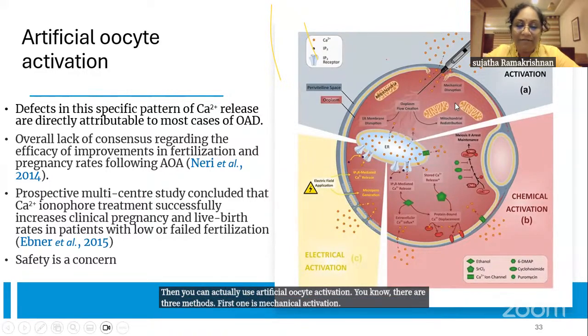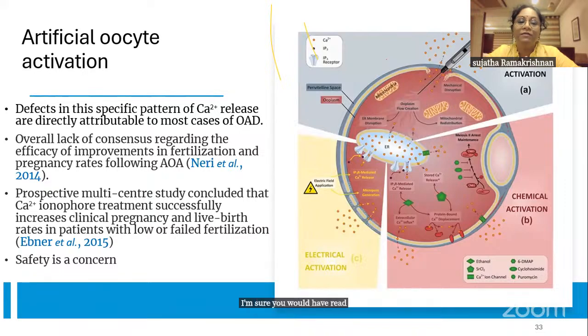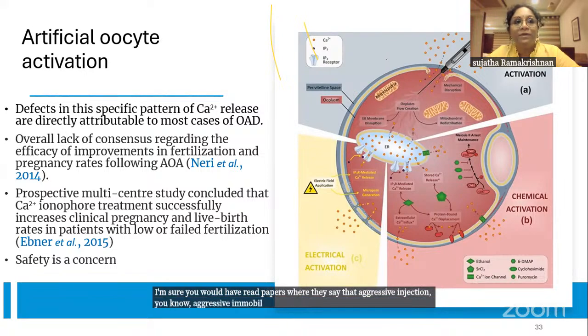I'm sure you would have read papers where they say that aggressive injection, aggressive immobilization of sperm, as well as aggressive aspiration, where you aspirate the ooplasm a couple of times and then put the sperm back during ICSI, can actually help you in getting a better fertilization.